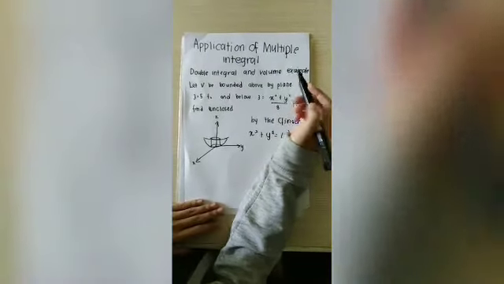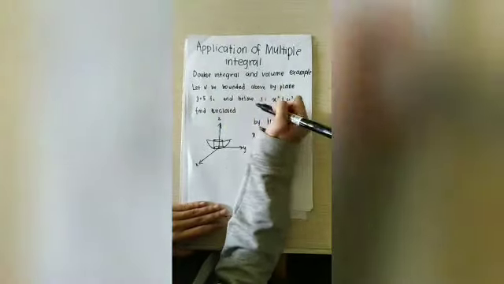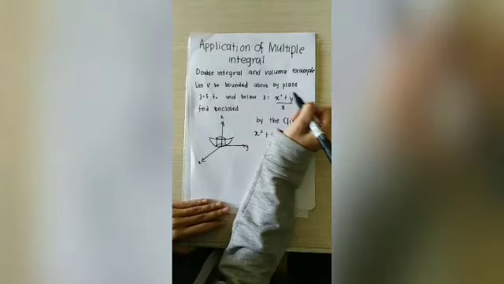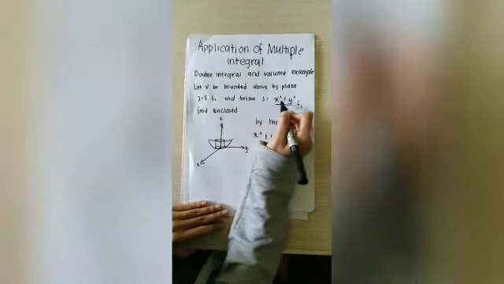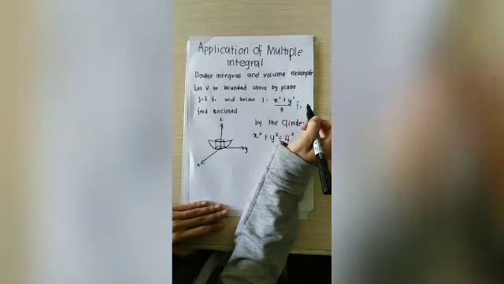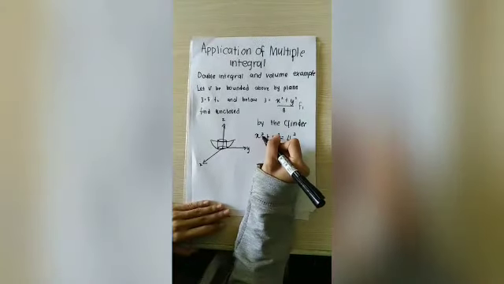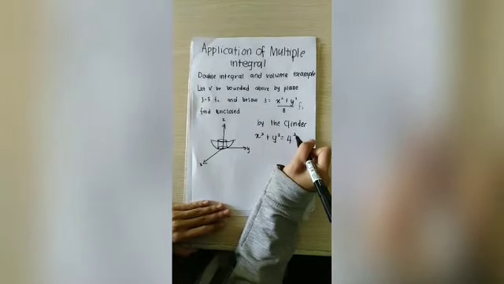Today, I want to share with you about application of multiple integral about volume. Bismillahirrahmanirrahim. I want to explain about application of multiple integral. This is the question: double integral and volume. Let V be bounded above by the plane z equals f2 and below by z equals x squared plus y squared over 8, f1. Find the volume enclosed by the cylinder x squared plus y squared equal to 4 squared.